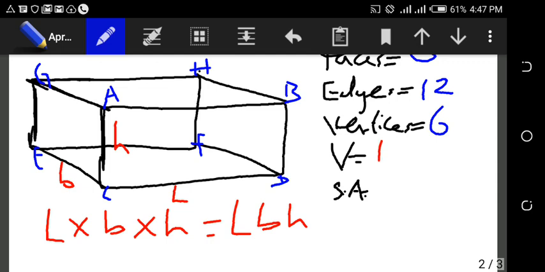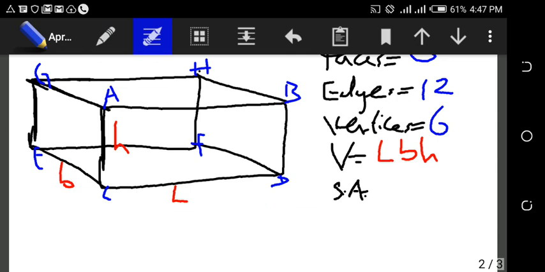Okay, so our volume in this case is LBH. Right, let's consider the surface area now. For our surface area, just like we did for the cube, the surface area will also mean the summation of the areas of all the 6 faces. Alright, so let's take it one at a time.